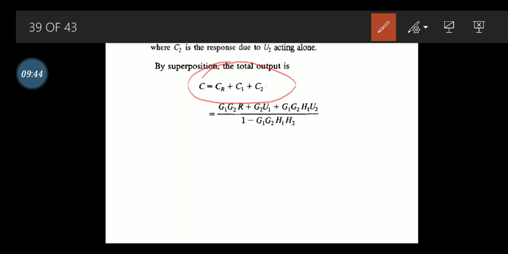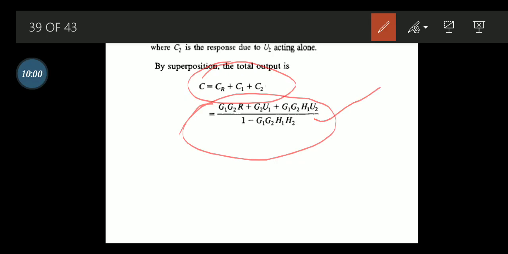Then finally we get the output response of the given block diagram, that is equal to Z1 Z2 R plus Z2 U1 plus Z1 Z2 H1 U2, divided by 1 minus G1 G2 H1 H2. You just solve for this.